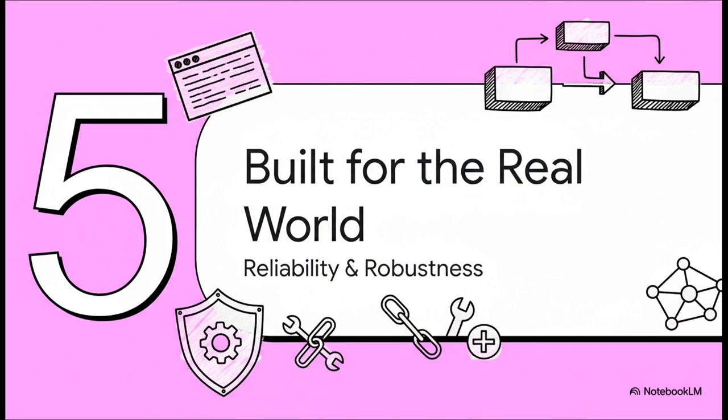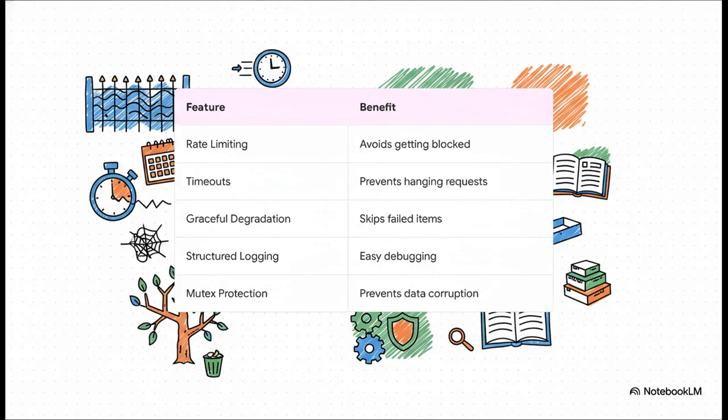Okay, last but definitely not least, let's look at the features that take this project from just a clever script and turn it into a true production-ready application you can actually depend on. This is what real-world toughness looks like. Rate limiting makes it a good neighbor on the web. Timeouts make sure one slow request doesn't stall the entire system. And my favorite, graceful degradation.